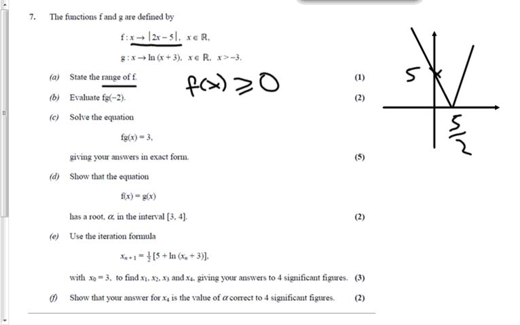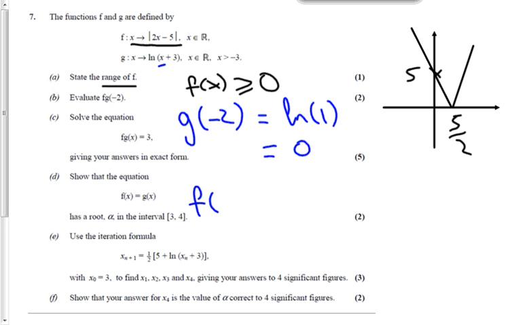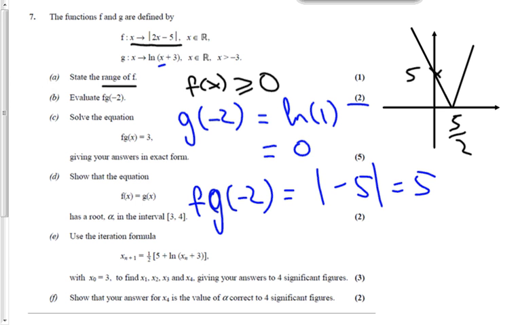So part B, it says evaluate f g of minus 2. So let's work out g of minus 2 first of all. G of minus 2 is, I substitute x equals minus 2 into there, and I get the natural log of 1, which we know is 0. So therefore, f of g of minus 2 is just f of 0. And f of 0 is equal to the modulus of minus 5, which equals 5. So for 2 easy marks, we're just substituting in x is equal to minus 2 in the function g, finding that value and then substituting that into the f function.